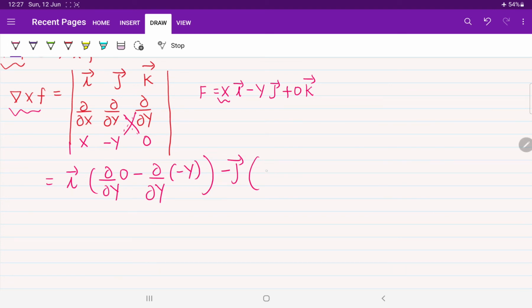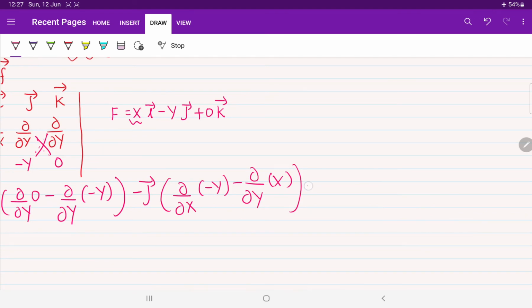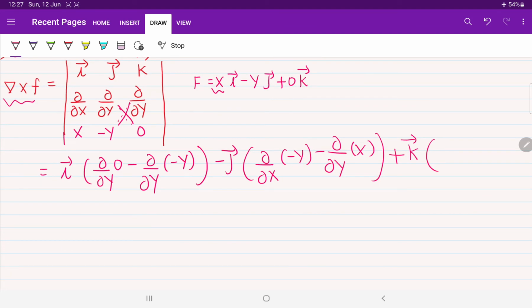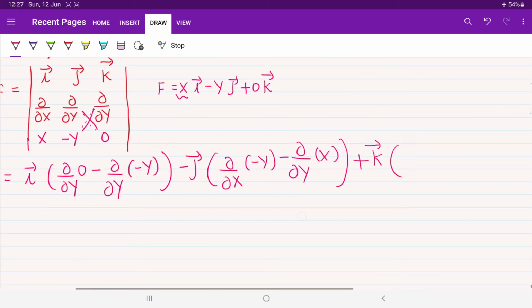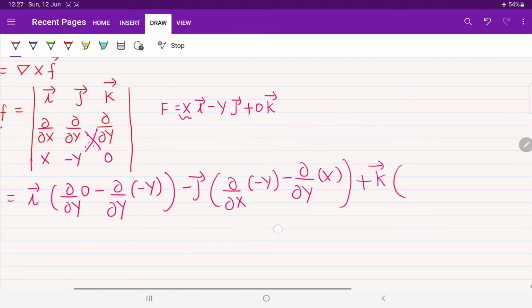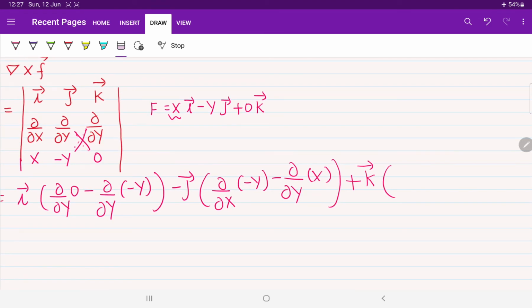Minus j, again I am repeating the same procedure, dou by dou x into minus y minus of dou by dou y into x. Similarly, when we are expressing it for k, so let me express it for k vector also. If you go with the k vector, then dou by dou x into minus y minus dou by dou y into x. See, when we are taking x, actually I made a small mistake here.